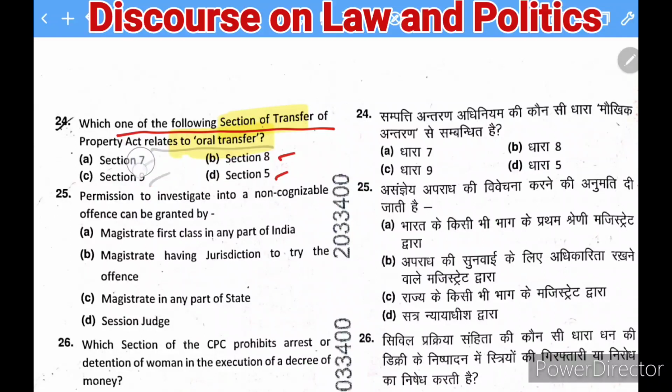And the right answer of this question is here, section 9 of the TPA. It talks about the oral transfer.